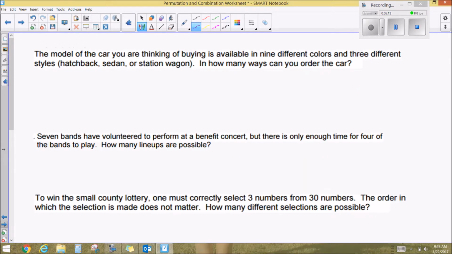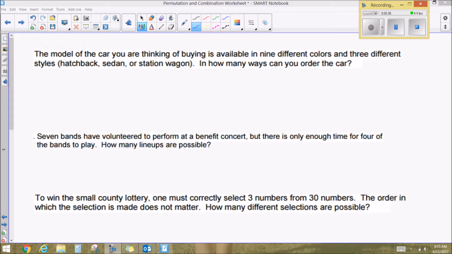All right, on these examples here, if you want to pause the video and work through, read each of these examples, figure out which you think they are, permutations or combinations, and then once you think you've got them figured out, go ahead and turn the video back on, and I'll give the explanation. So now's a good time to pause.